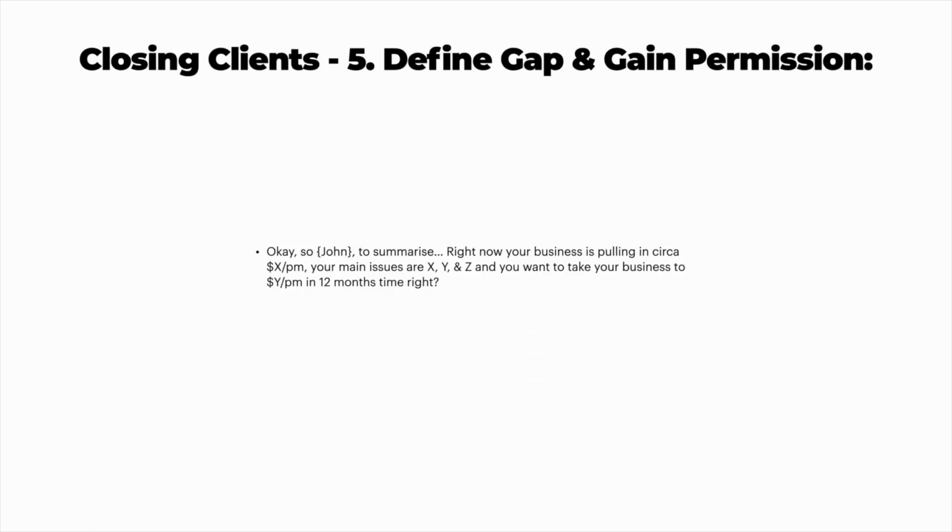Then what you want to do is define the gap in between where they're currently at and where they want to be at, and you want to gain permission to share what you have. So you're going to go, okay, so John, to summarize, right now your business is pulling in circa 10K a month, and your main issues are X, Y, and Z. So X, Y, and Z is obviously what they've talked to you about throughout the call. You can obviously identify their problems really easily, and I recommend you write them down.